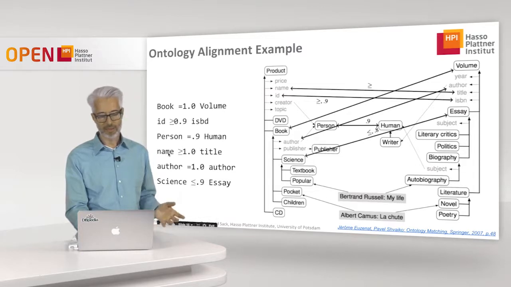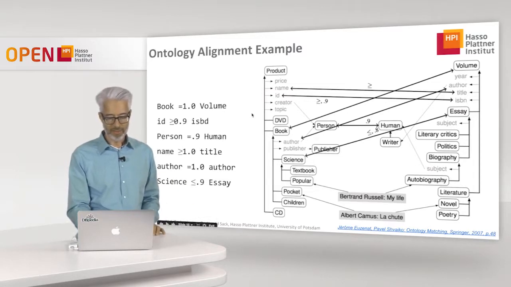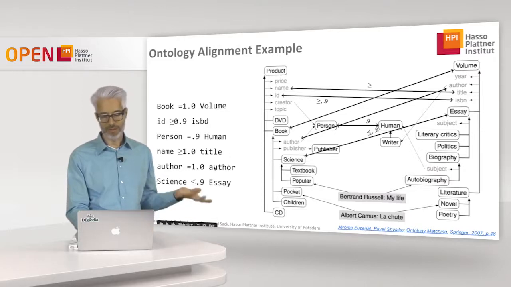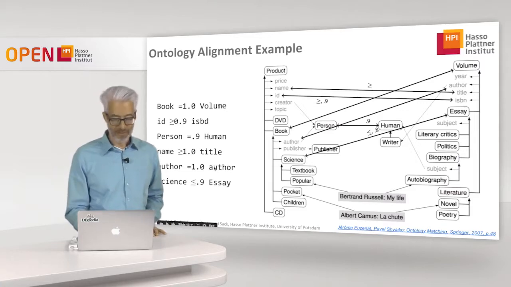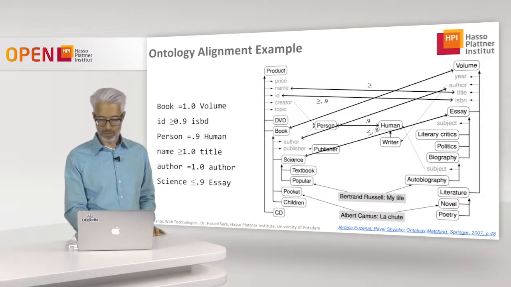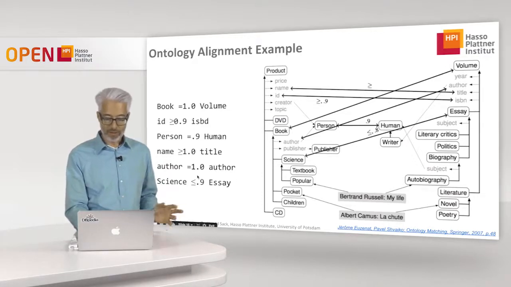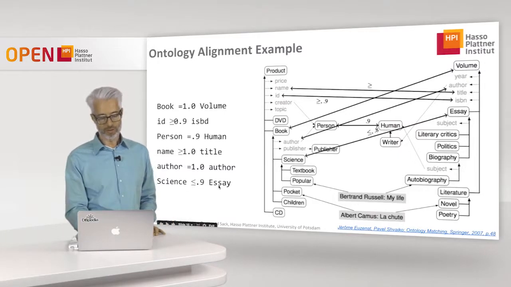So here, for example, name, the name of a product, of course, is a broader concept than the title, because title only relates to book and not necessarily to other things. And author here, in both cases, where is the author? It's here. Author here and author here, both relate to authors of books. So this is a clear identity. And what else do we have? We have here science as a category for books, and we have here essay. And of course, science belongs to essay, so essay is a broader term than science.